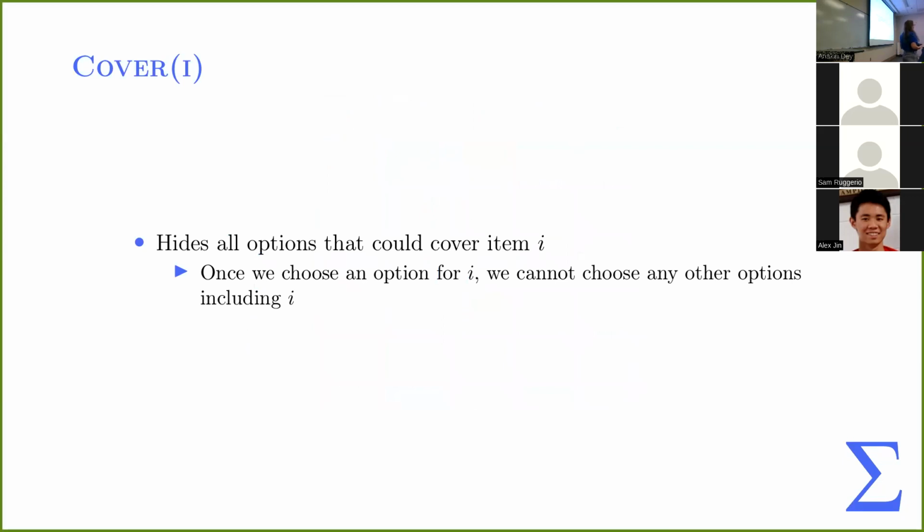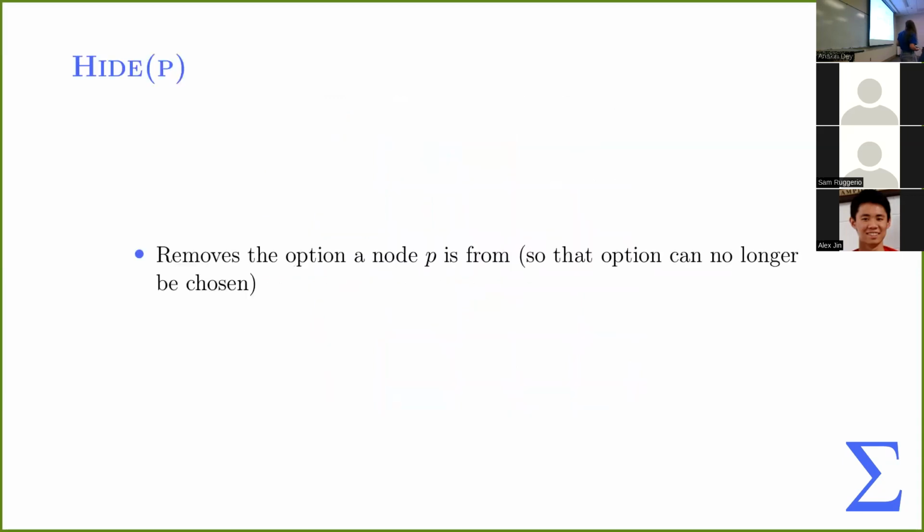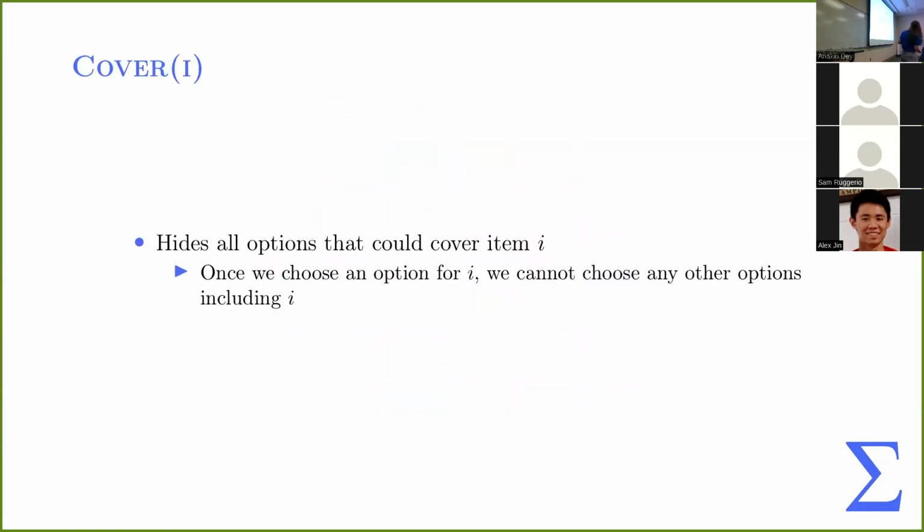And then there's also cover I, and that's when we take an item I. The items are A, B, C, D, E, the stuff at the top of the list. Then it just hides all of the options that could cover this item. Again, this is an exact cover, so we can't choose an option that would cover something more than once. So we need to remove that. Once we have covered an item, we need to get rid of all of the other options.